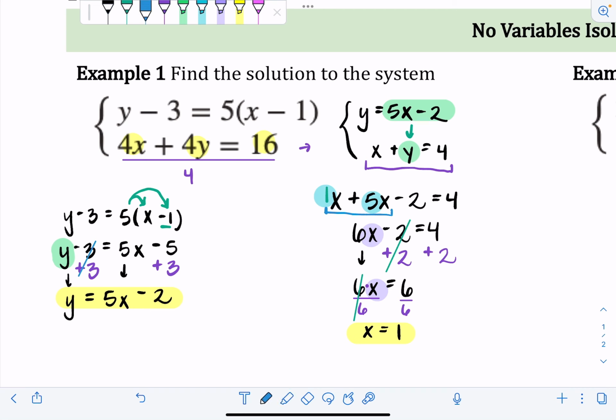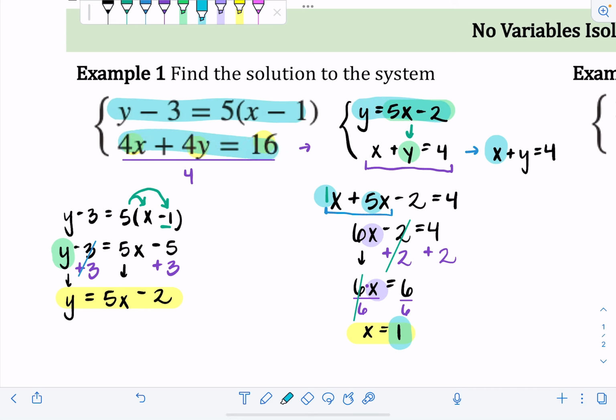This time, I'm going to use the second equation to solve for my y. So I'll just rewrite it over here. x plus y equals 4. And then I'm going to take that x equals 1 and put it in that equation for x. You can use this equation, or this one. You should all get the same answer either way.